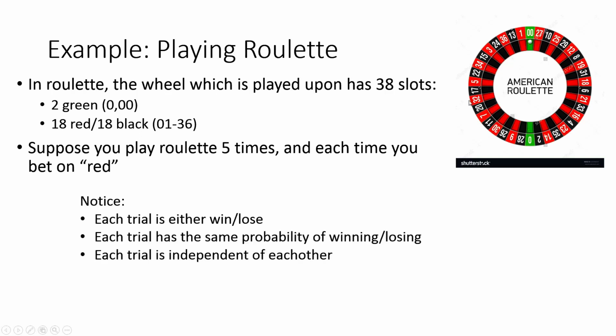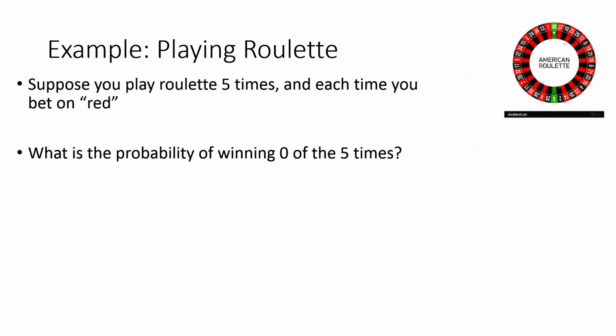Okay, so in this case, notice that as far as you're concerned, every single time you play, each trial, you're either going to win or lose. Each trial has the same probability of winning and losing, of course, right? So each time, if you make the same bet, you have the same chance of winning. And trials are independent, right? Because whether you win or lose on the first trial, it doesn't actually affect your probability of winning or losing on any subsequent trials.